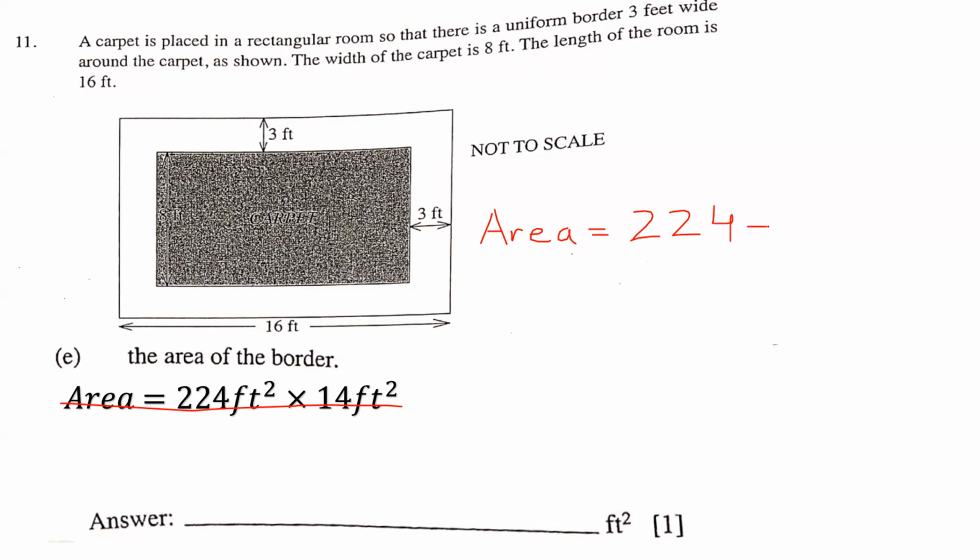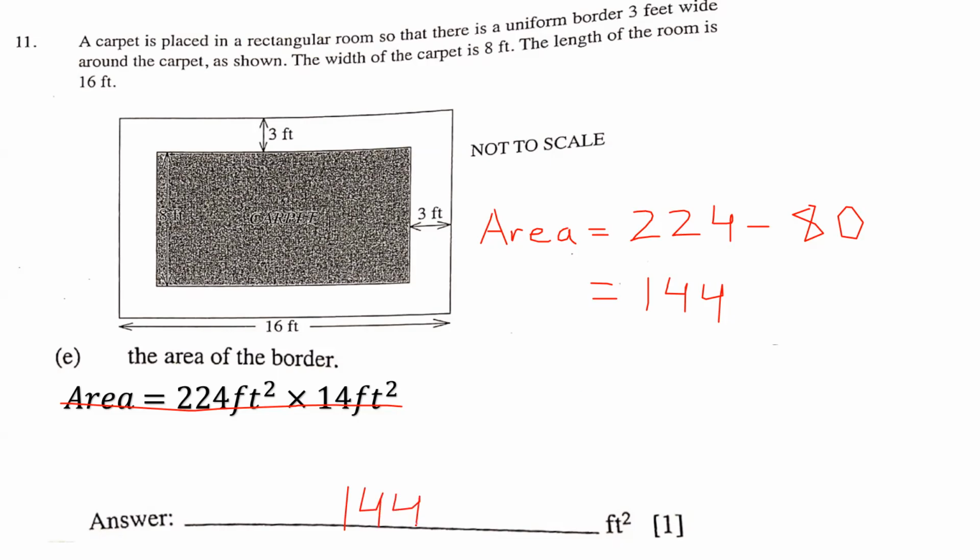Minus the area of the room minus the area of the carpet, yes. And we saw that the area of the carpet was 80 feet squared. And so it's going to be 224 minus 80. What is 224 minus 80? That's going to be 144. And so the answer is going to be 144 feet squared.